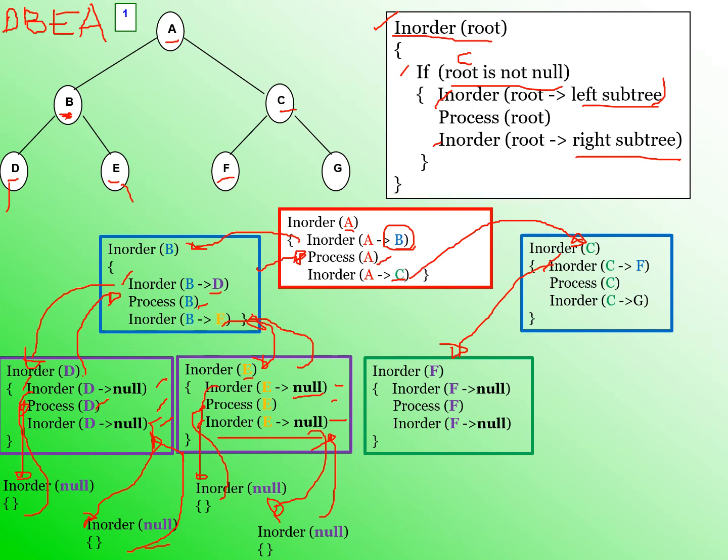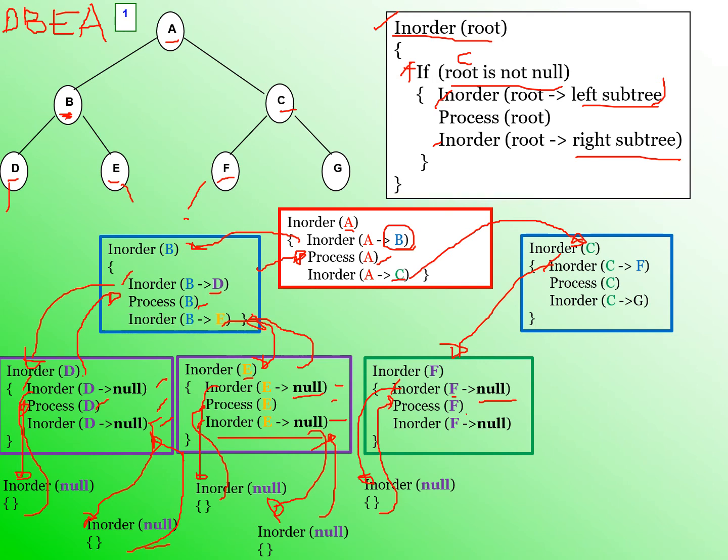Again, we have to test if root is F, not null. So, true. So, if it is true, then in order, root, which is F, referencing to left subtree. So, left subtree, wala siyang left, kaya null. Okay? So, tatawagin pa rin yung in order, null. And then, null is not null. Okay? Very good. False. So, wala siyang gagawin. Balik lang po sa tumawag sa kanya.